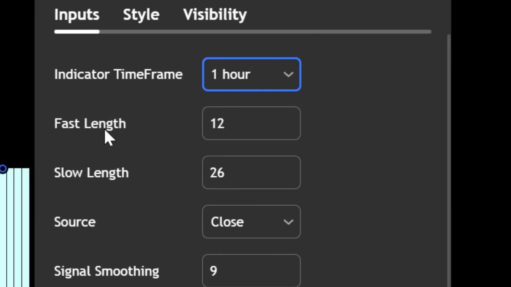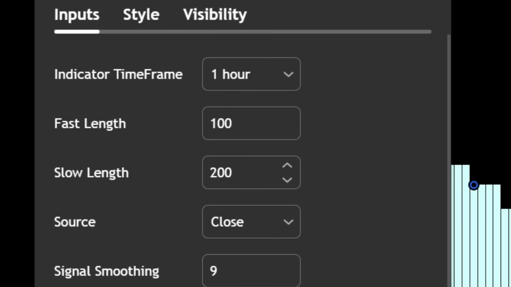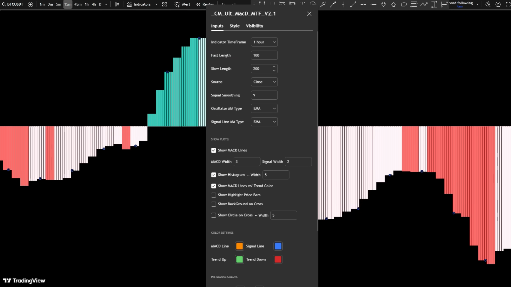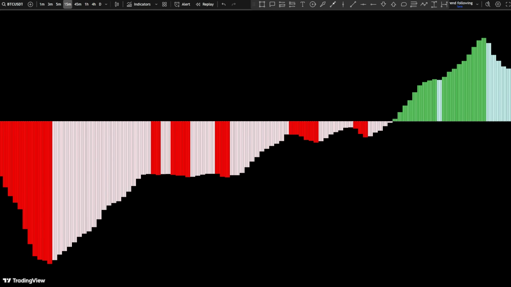We also need to adjust the length. Change the fast period to 100 and the slow period to 200. That's it for the CMAD setup. So, how do we read this? When the histogram is above the zero level, that indicates bullish momentum. And when it's below the zero level, that means bearish momentum.